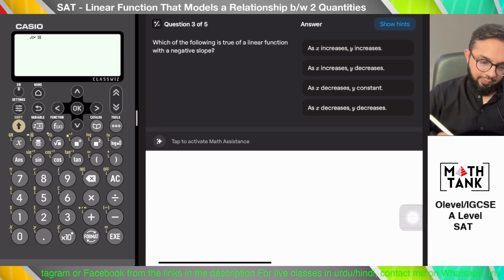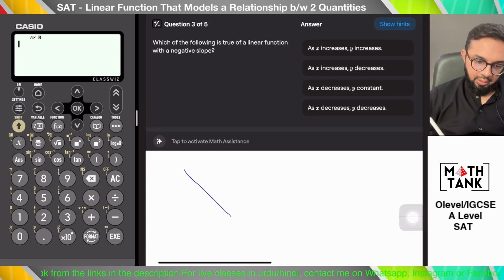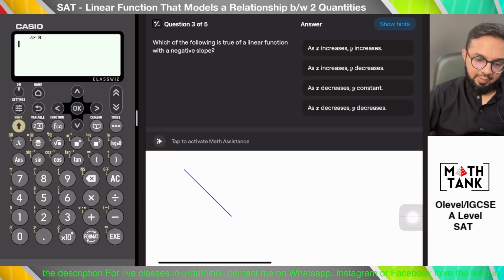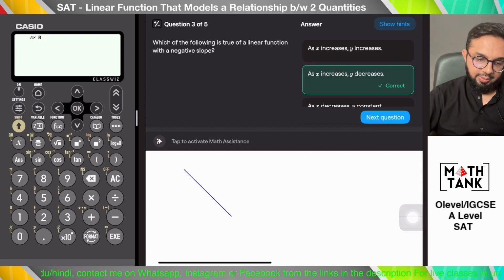Which of the following is true of a linear function with a negative slope? So as x increases, y should decrease. Okay, so that's the correct answer.